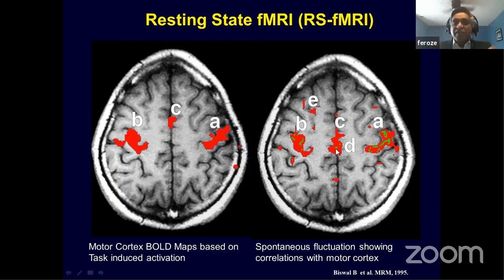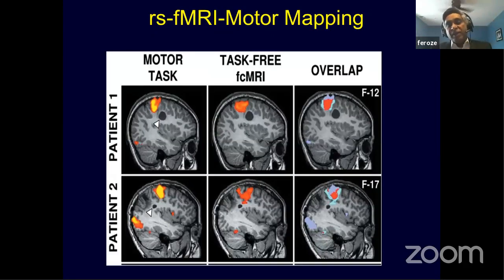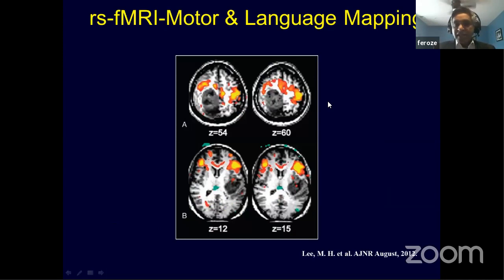Of course, this was a very first experiment, very weak, but now people have begun to use this for clinical fMRI. So here is patient 1 and patient 2, a motor task, task-based, and look at task-free. Without doing any task, the patient, you can see motor activation. And here is an overlap, right? Very important. And here is an example on language tasks as well, showing these are all basically using resting state fMRI, right?